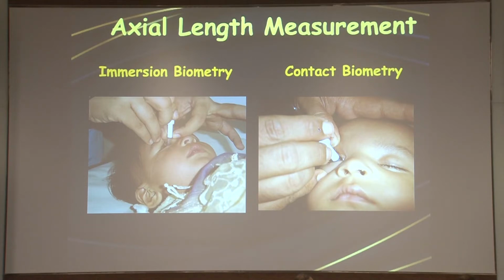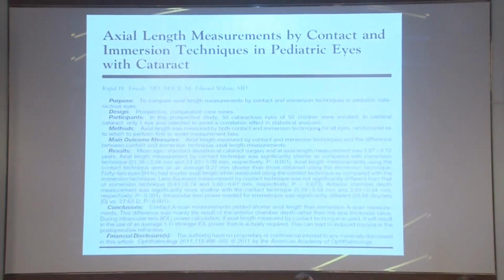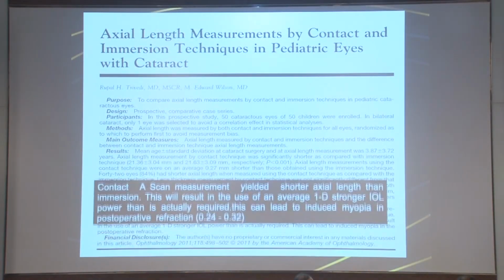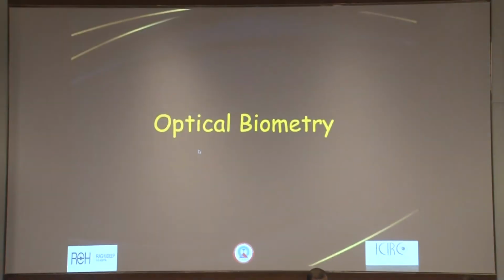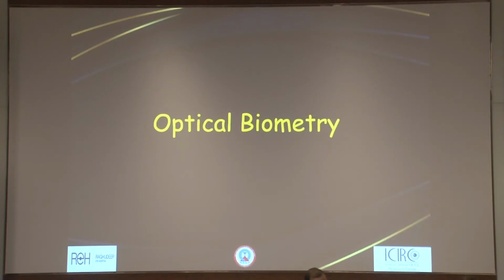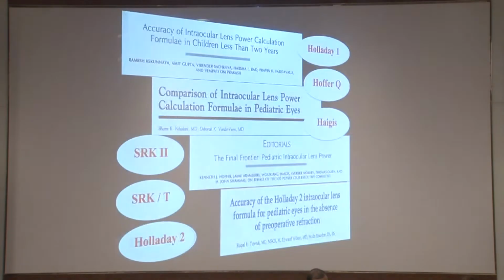Contact is something that should be avoided, as we know in adults, but particularly in children, as this paper from very early on, now more than a decade old, had shown that contact in children particularly leads to a much shorter axial length, even compared to when we measure amongst adults. Optical biometry, as has been highlighted, would be ideal for older children.